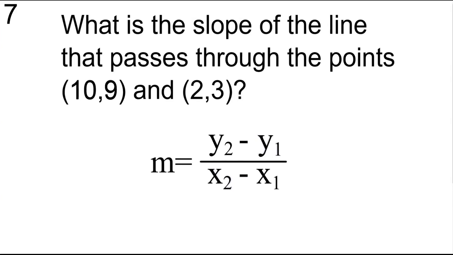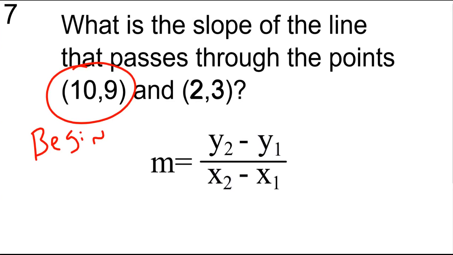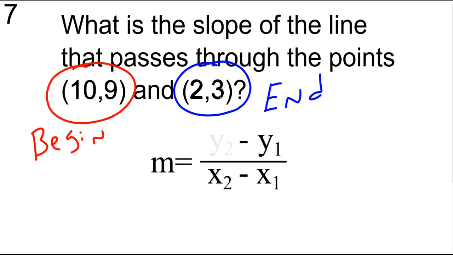Number 7, what is the slope of the line that passes through the points (10, 9) and (2, 3)? Let's identify (10, 9) as the beginning point and (2, 3) as the end point. Let's substitute. Let's kick out y2, and in its place we put 3. Let's kick out x2 and replace it with 2. Now let's do the beginning point. Let's kick out y1 and put in 9. Finally, let's kick out x1 and put in its place 10. 3 minus 9 is negative 6.